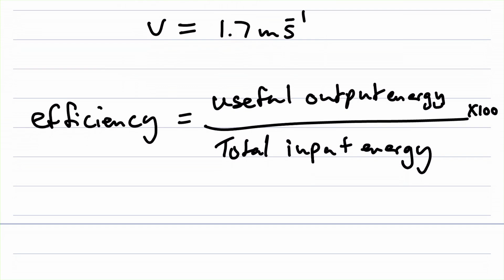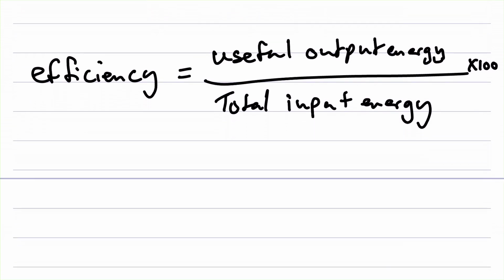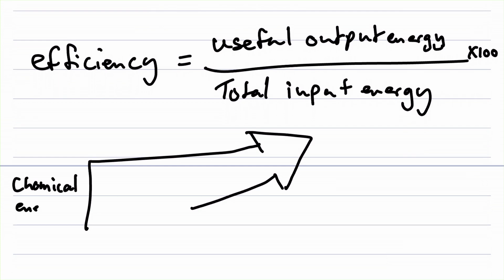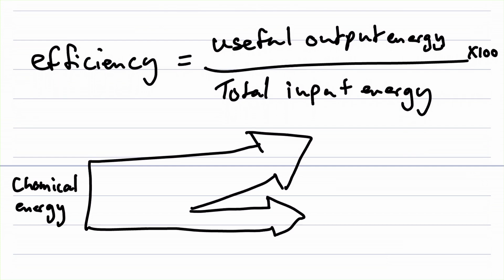So, percentage efficiency. For example, in an engine, we have chemical energy, that's our gasoline or petrol as we know it, and that changes over into our kinetic energy, that we move with. But only a small amount is changed into kinetic energy. The rest is actually lost as heat.